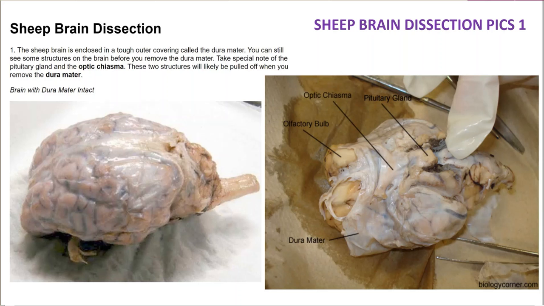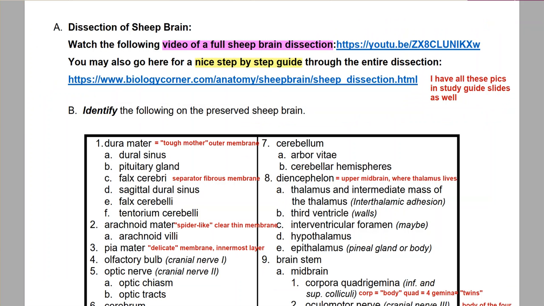I want to talk about one more thing actually before I come back to sheep brain dissection. So here we are in your lab report again, and there's a link to your sheep brain dissection video, and then there's a nice step-by-step guide, and those are the pictures that I just alluded to that'll be in the study guide and in the video. I'm going to go over those, but you can watch the video here on your own time. I'm not going to show you the video. And I just acknowledge over here that I have those pictures from the biology corner.